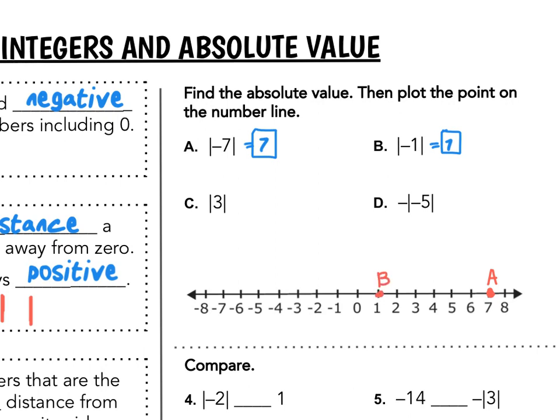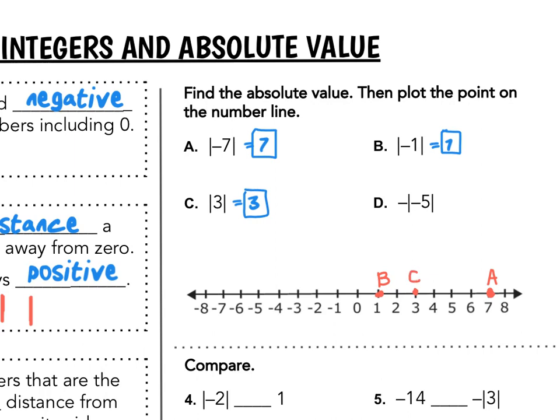For letter C, the problem says the absolute value of 3. So here the absolute value of 3 is 3 because it is 3 units away from 0. So write 3 on there, and then we're going to plot it on the number line. I'm going to put a dot on 3, label it C.